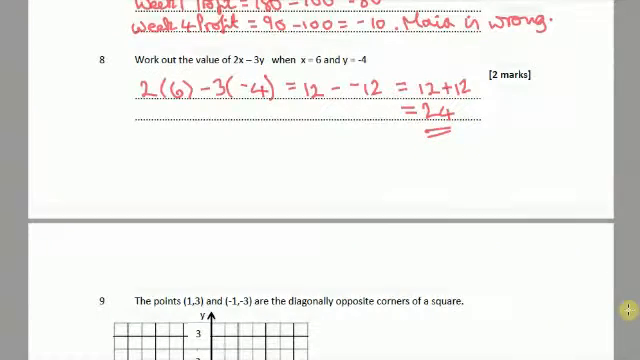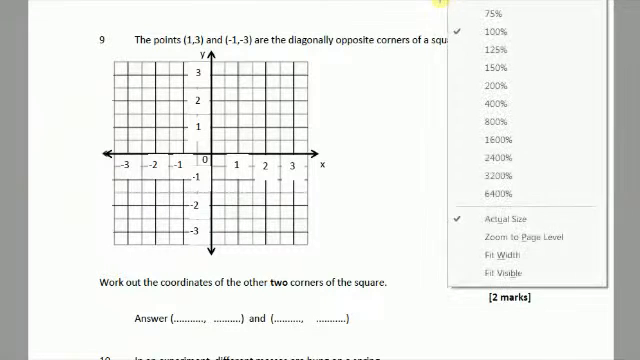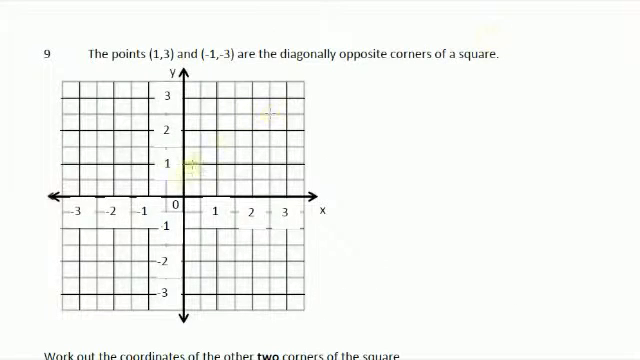Question number 9. Let's make it bigger, shall we? I think I'll make it a bit bigger. Points (1, 3) and (-1, -3) are the diagonally opposite corners of a square. So let's mark those. (1, 3) here. And (-1, -3) down here. That's the diagonal of a square.